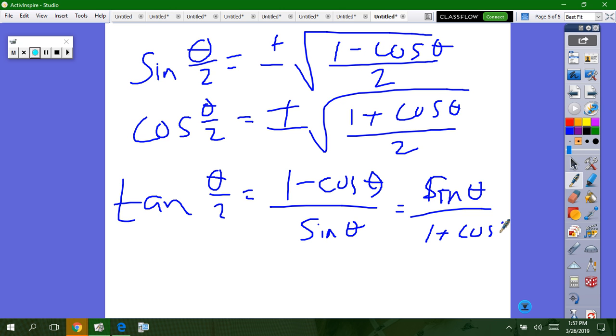Am I right or am I off on my plus or minus? Is it 1 minus for tangent?